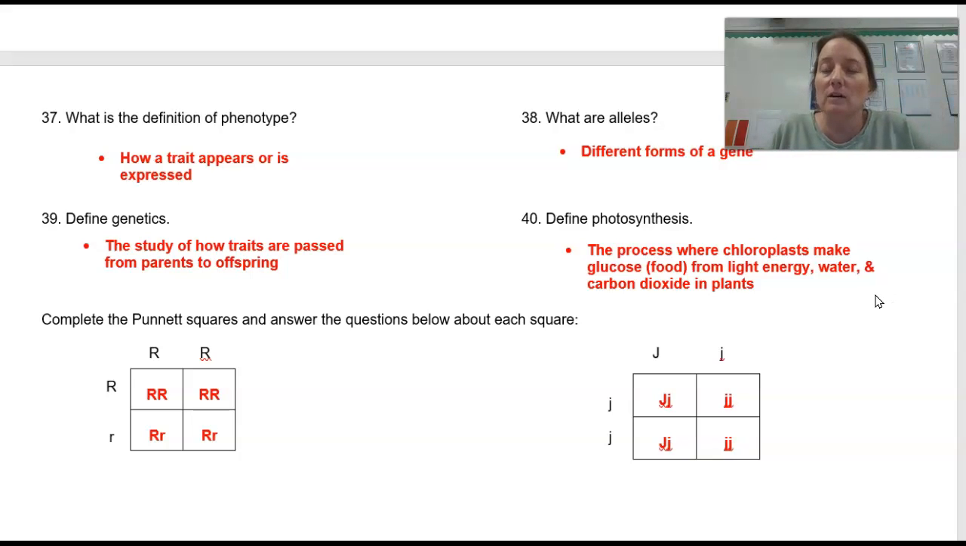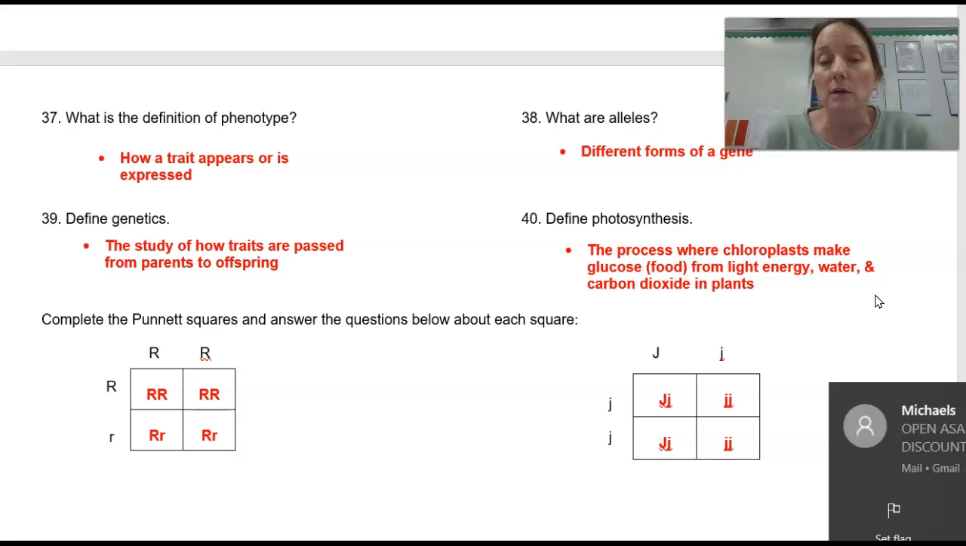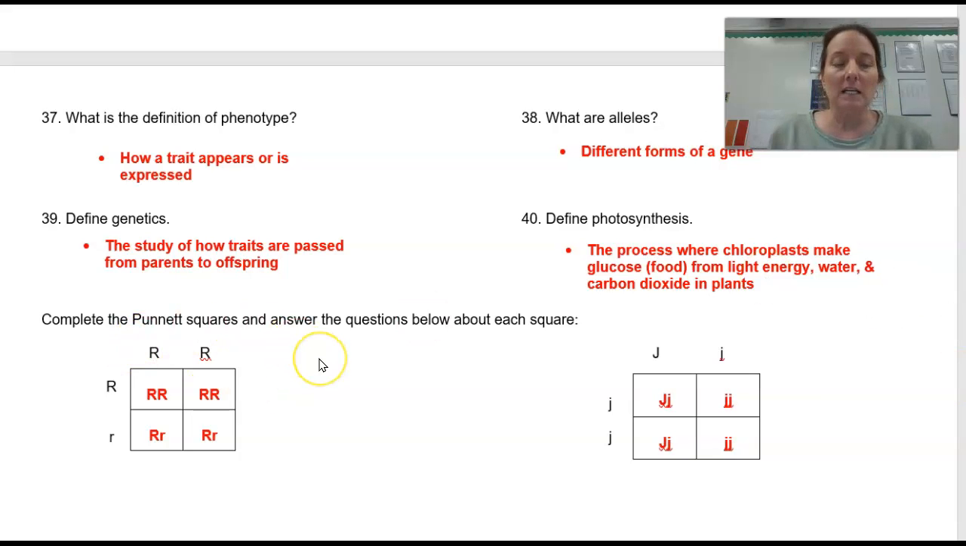And alleles, of course, are the different forms of a gene, like for eye color or height or something like that. And they're represented when we're doing Punnett squares and whatnot by letters that we use. Genetics, study of how traits are passed from parents to offspring.